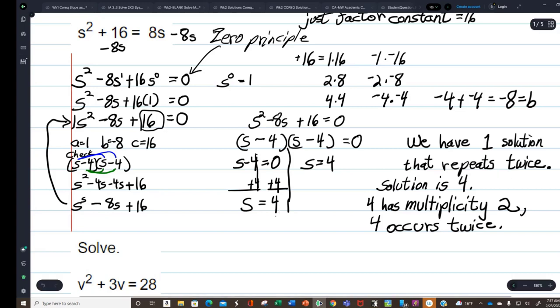So the solution, here's your answer box in my math lab. S, this time we've got an S. S equals four. You would only write four once.